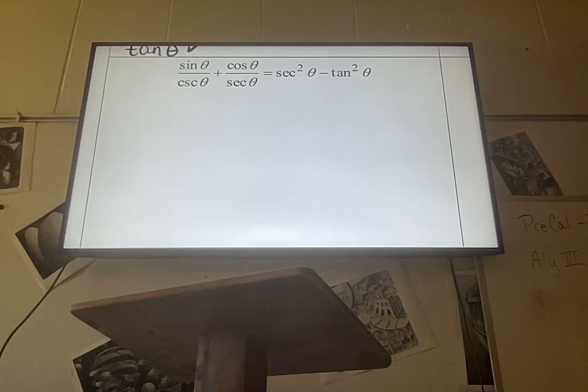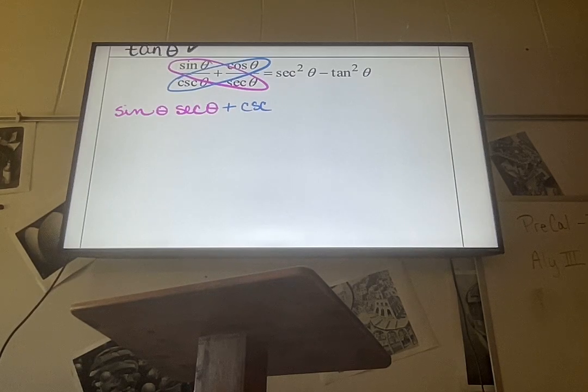Butterfly. Yep. So we take sine times secant, then cosecant times cosine, over cosecant times secant.